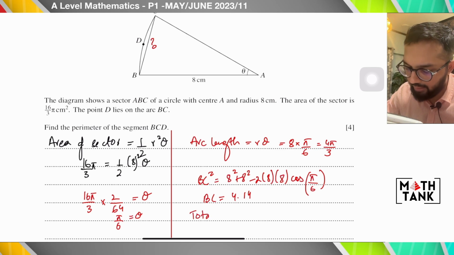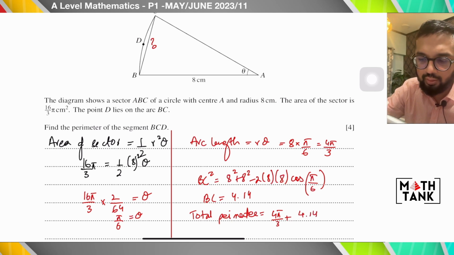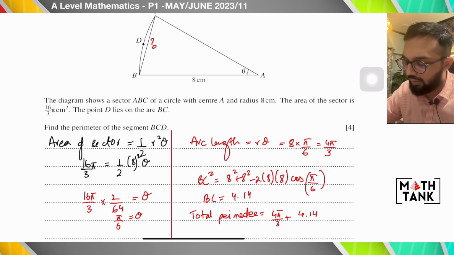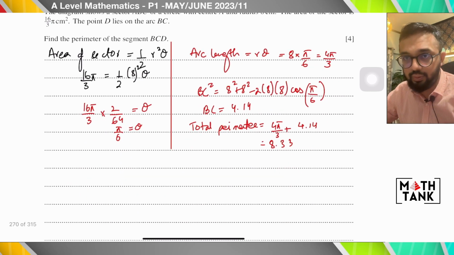So total perimeter is 4 pi over 3 plus 4.14. So 8.33. That is the correct answer. Let's move on to the next question.